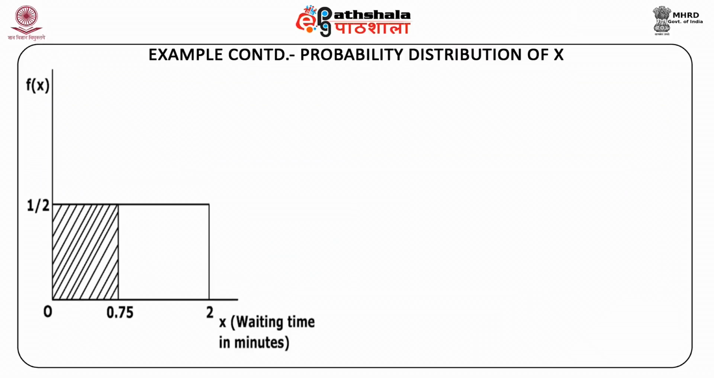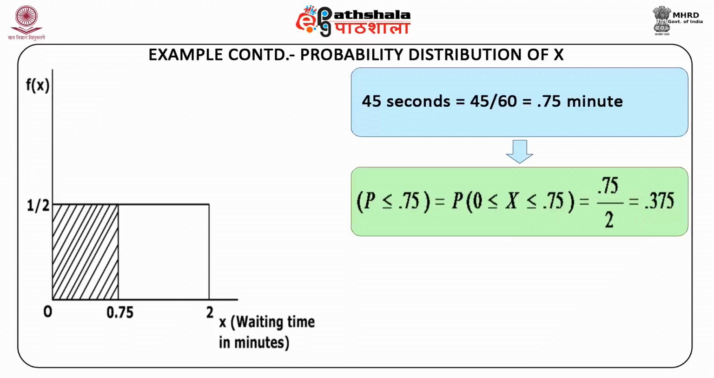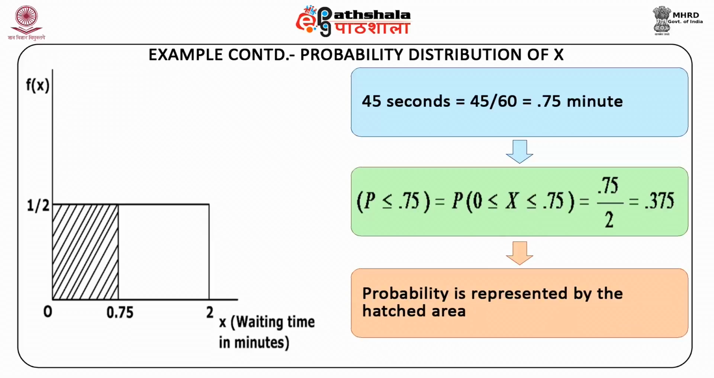Diagrammatically, this distribution appears in the figure. Now 45 seconds is equal to 45 upon 60, which is equal to 0.75 minutes. Thus, in the present case, we may evaluate the required probability as P(x less than or equal to 0.75) equal to 0.75 upon 2, which is equal to 0.375. In the diagram, the probability is represented by the hatched area.